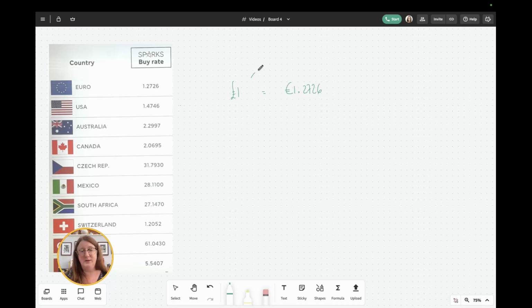What I'm actually doing is a multiplication skill. I am multiplying my pounds value by 1.2726. So for example, if I was on holiday and I was taking £150 worth of cash, then I would multiply my 150 by 1.2726 and I would get how much I've got in euros. Now I'm just checking the number.